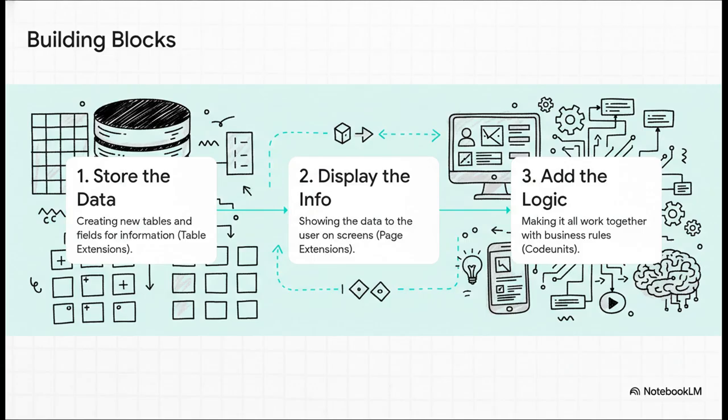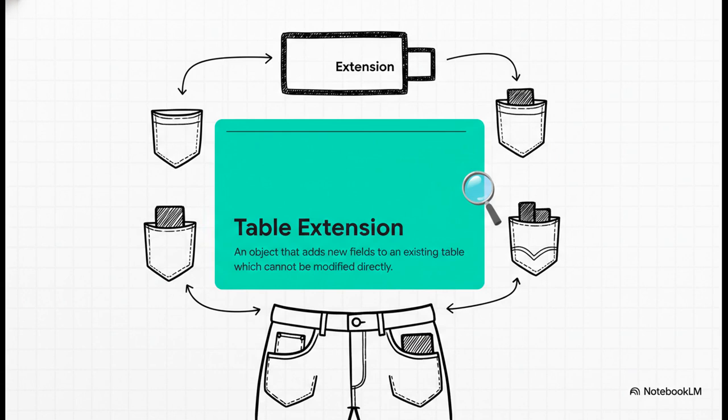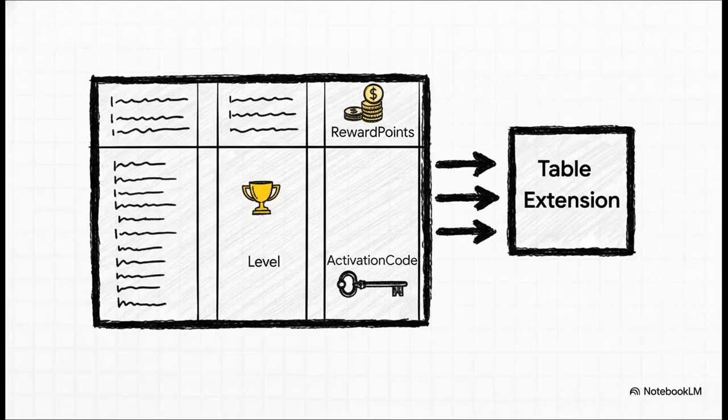That's the core recipe. That first block, storing the data, is handled by something called a table extension. This basically lets you add new fields to an existing data table. And I love this analogy. It's like adding a custom pocket to your favorite pair of jeans. You're not remaking the jeans. You're just extending what they can do. In our rewards example, the table extension adds these new pockets to the main customer data table. It creates places to hold the reward points, the customer's reward level, and even some info like the activation code for the extension itself. All this new data now has a home, right alongside the original customer info.